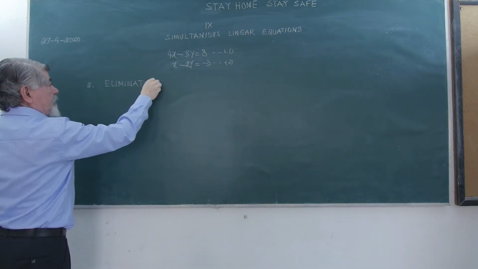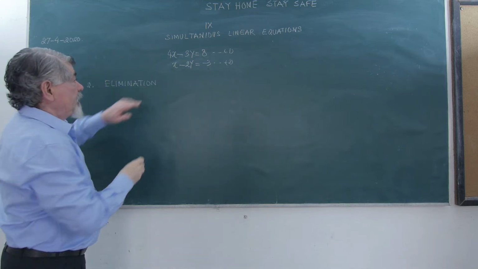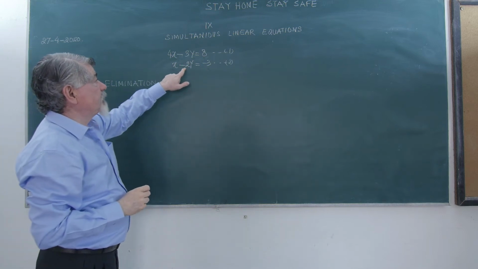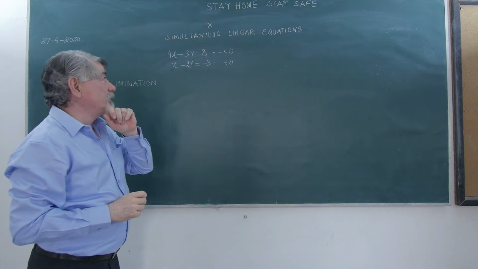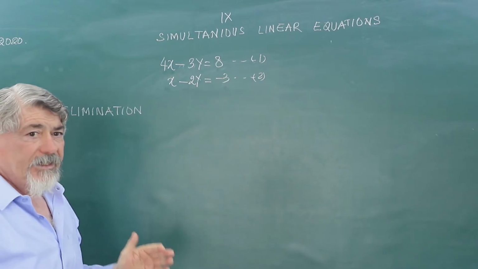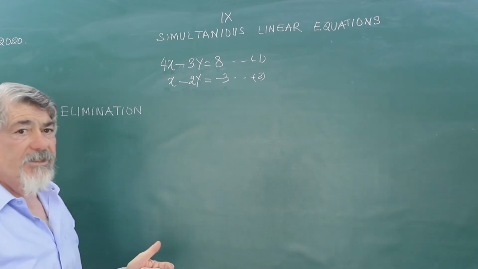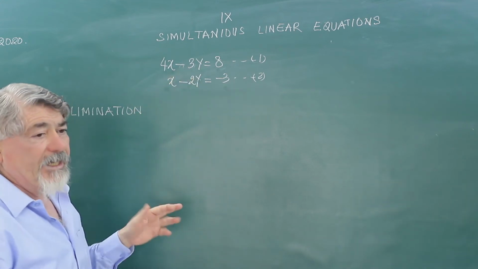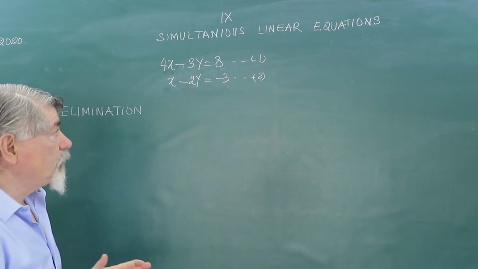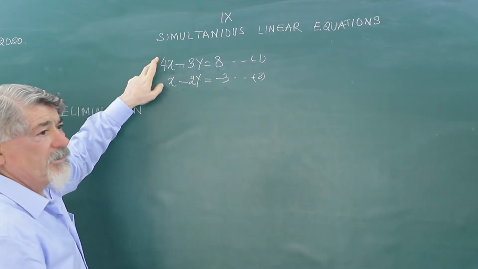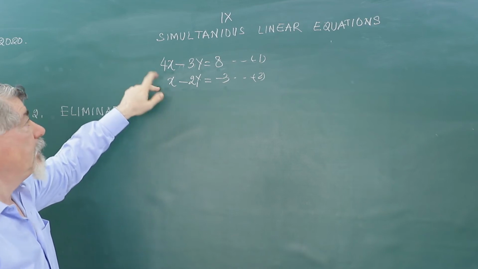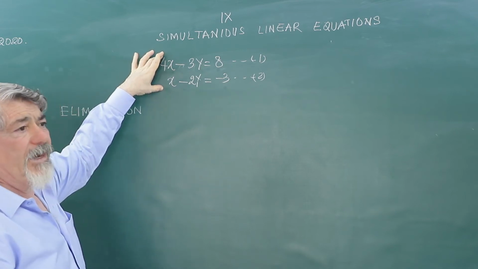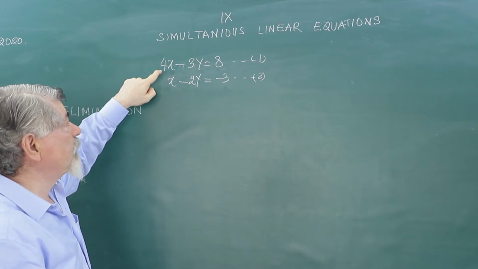Elimination. What is elimination? What are we going to do? Like this, 4x minus 3y is equal to 8 is the first equation, x minus 2y is equal to minus 3 is the second equation. What I'll do is I'll make either the x terms equal, which means the coefficient of x in both the equations equal, or I'll make the coefficient of y in both the equations equal. How is it possible? I'll multiply this equation with something, and this equation with something. Let me make the y coefficient equal first.